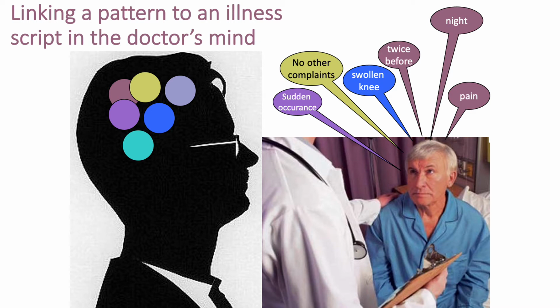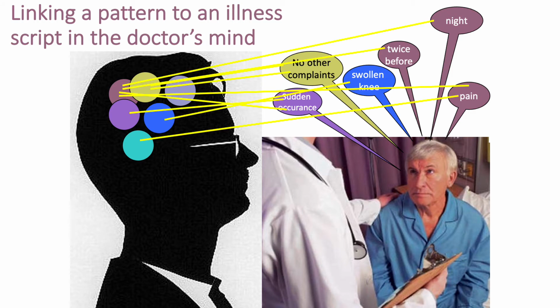The patient would say, well, I have a swollen knee. I have no other complaints. It's just suddenly occurred, and it has occurred twice before. It's very painful, and it happens at night. So the doctor starts combining those elements to their illness scripts in their mind and suddenly thinks, could it be gout? So that pops up in the mind and can happen very rapidly.